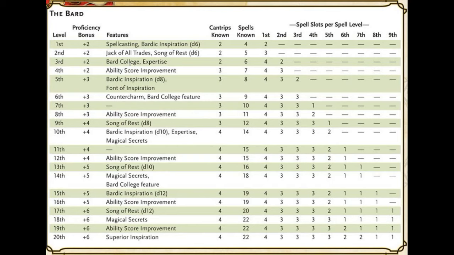But you'll also notice that bardic inspiration changes. It's no longer a 6-sided dice or D6. It's now an 8-sided dice or D8. So in other words, the average that you will roll on that dice is going to be higher. It's even more powerful than it was before. Hence why it's so important to use it up.